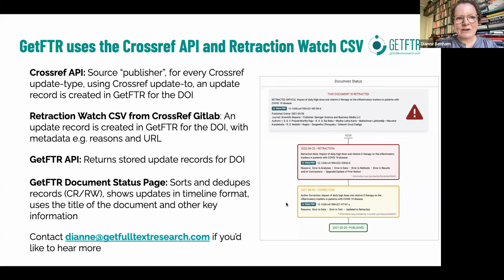So as I mentioned, GetFTR currently uses both the Crossref API and Retraction Watch CSV, and this data is checked on a daily basis. GetFTR uses the Crossref API to source retraction and update data provided by publishers, and the Retraction Watch CSV, which provides reasons and links to retraction notes or author corrections. And it stores this data alongside the DOI in GetFTR. So any service that integrates with GetFTR is provided with the retraction and update data, so that they can display it alongside the GetFTR full text link.